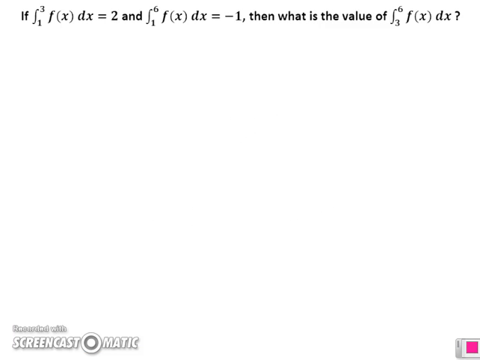If the integral of f of x from 1 to 3 is equal to 2, and the integral from 1 to 6 of f of x is equal to -1, then what's the value of the integral of f of x from 3 to 6? Okay, they don't give you much information here, but especially because you don't have a function like f of x equation to integrate, this is just a fundamental theorem of calculus problem.